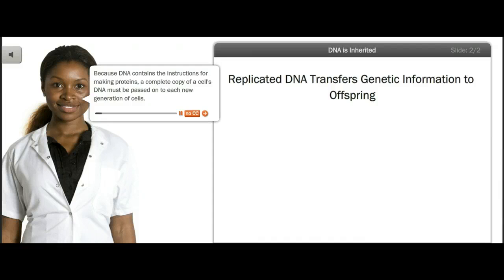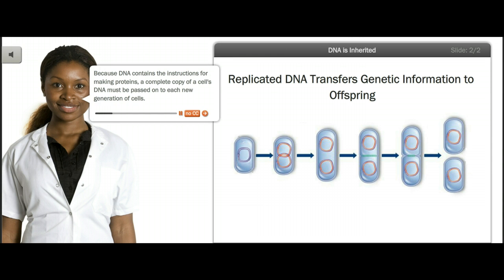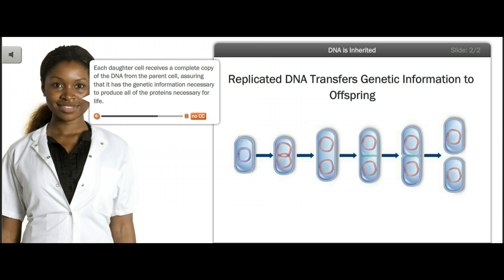Because DNA contains the instructions for making proteins, a complete copy of a cell's DNA must be passed on to each new generation of cells. When a cell is about to divide, it first replicates its DNA. The replication process produces 2 identical copies of each DNA molecule within a cell. Each daughter cell receives a complete copy of the DNA from the parent cell, assuring that it has the genetic information necessary to produce all of the proteins necessary for life.